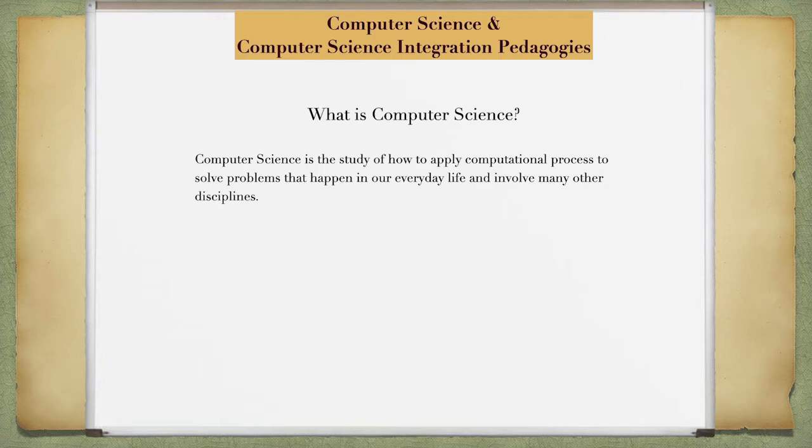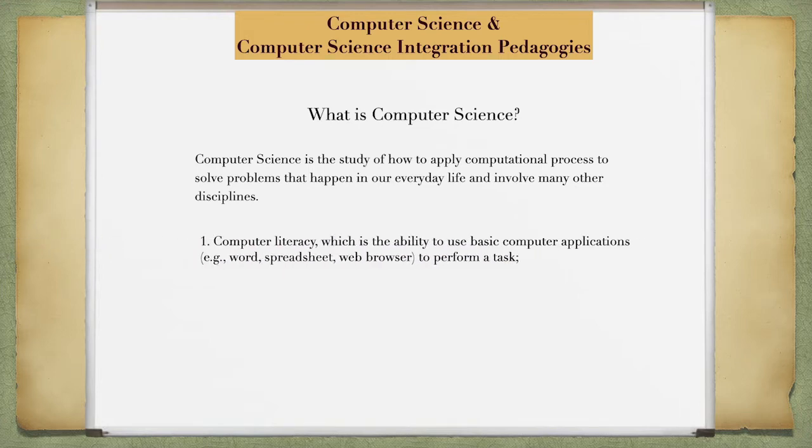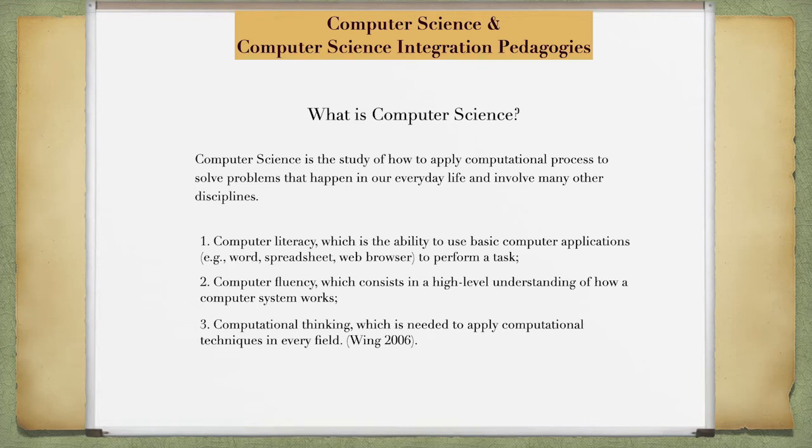Based on Dr. Porkvik, a professor at DuPont University, a student needs to acquire the following skills. First, computer literacy, which is the ability to use basic computer applications such as Word, spreadsheet, web browser to perform a task. Second, computer fluency, which consists of a high-level understanding of how a computer system works. Third, computational thinking, which is needed to apply computational techniques in every field, according to Dr. Wing in 2006.